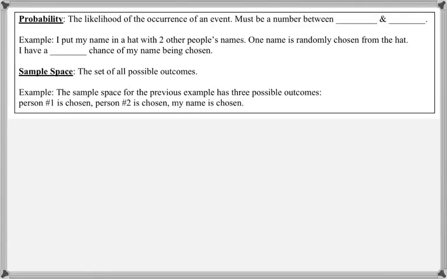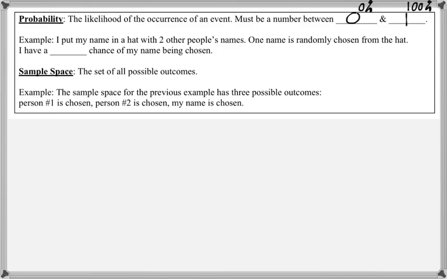This section is on probability. Probability is the likelihood of the occurrence of an event, and it must be a number between 0 and 1, 0 corresponding to 0%, 1 corresponding to 100%.